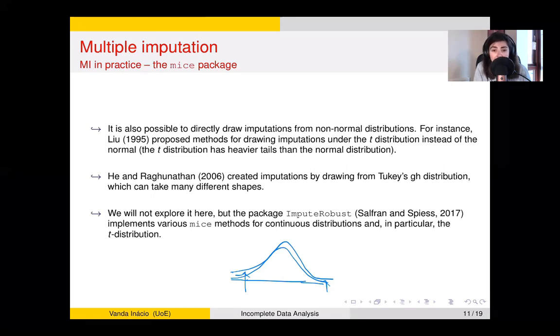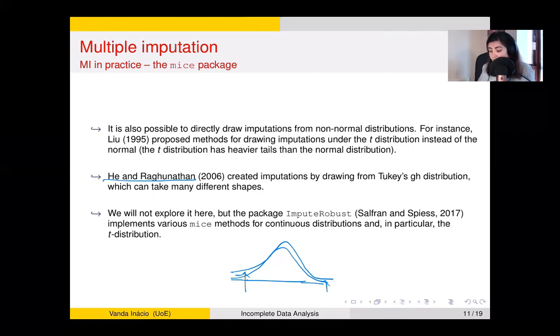And over the years, other authors have proposed drawing imputations from different distributions. For instance, in 2006, these two authors here used the Tukey GH distribution, which can take many different shapes. So it does not assume that the shape of the distribution that we are fitting to the complete cases is symmetric, as the normal or the T distribution assumes. We also have the skew normal and the skew T distributions, but I don't think they have been used for creating imputations.